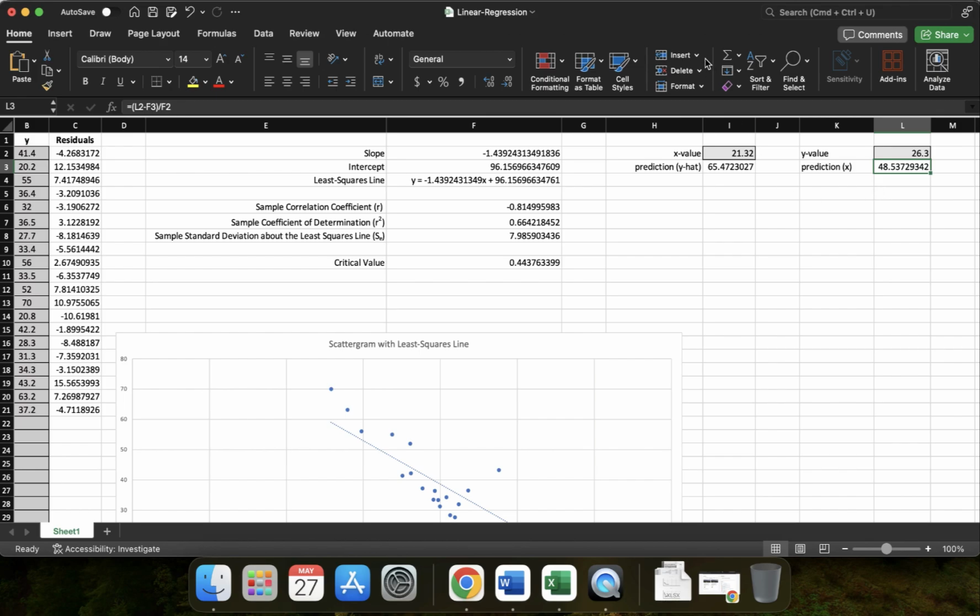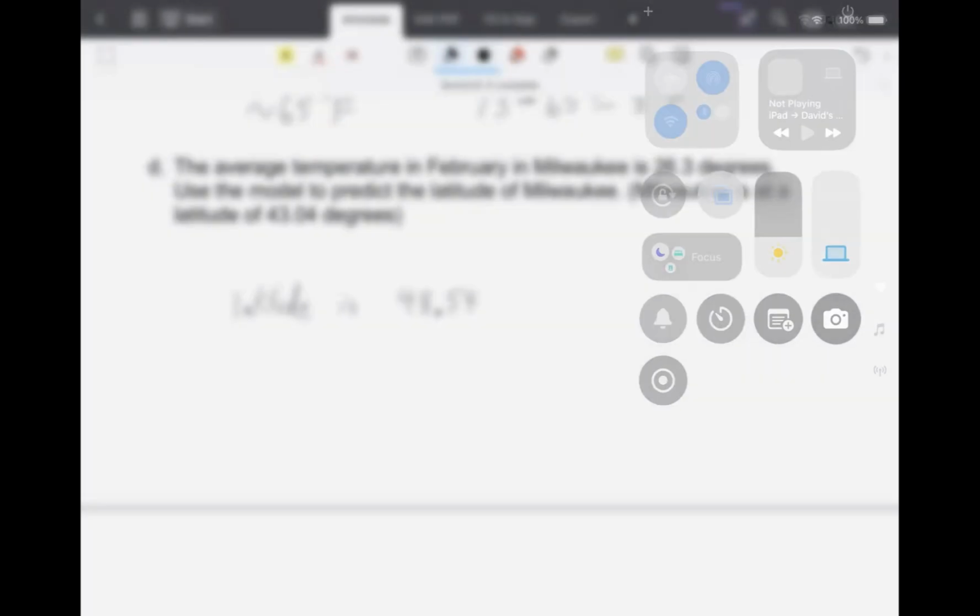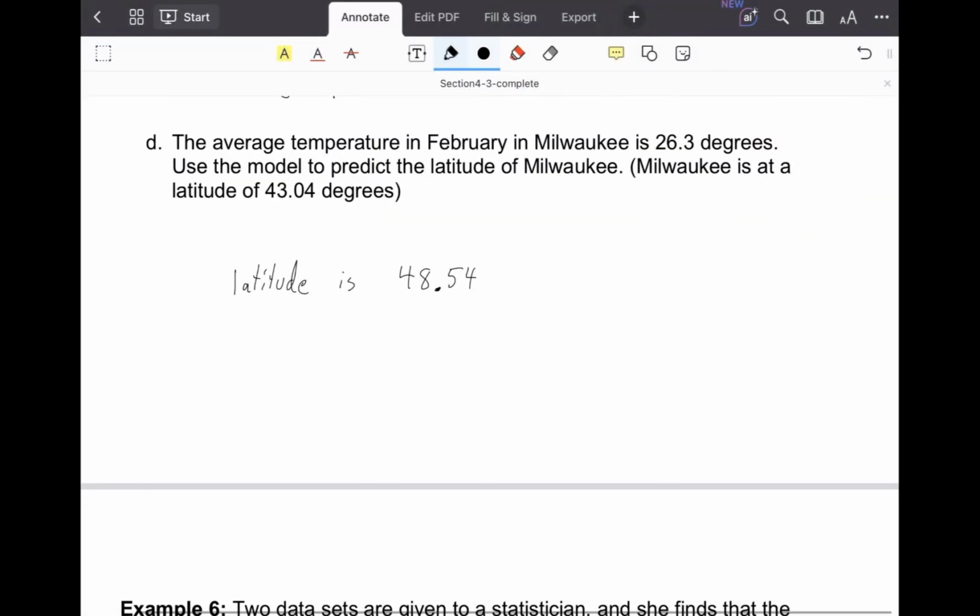Okay, then it also says in this one that the actual latitude is 43. Is actually 43. So the temperature there is predicting that it would be a higher latitude, so further north, than what it actually is. Because I should put the word predicted here.